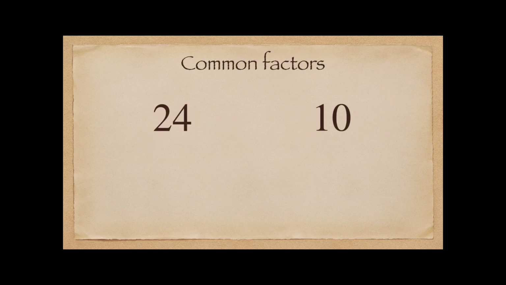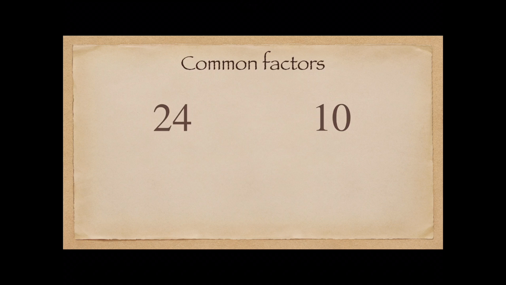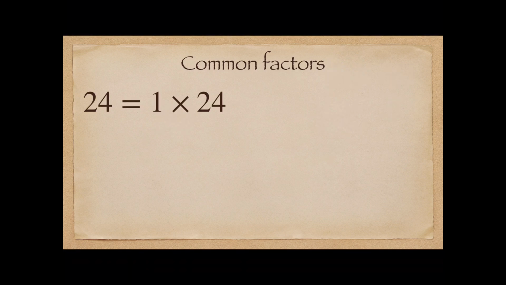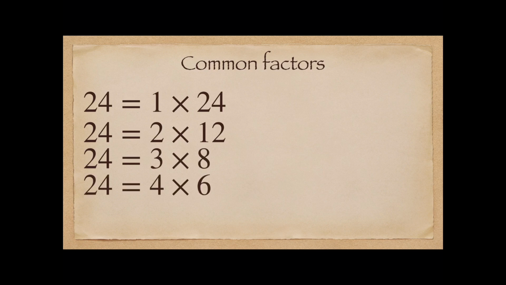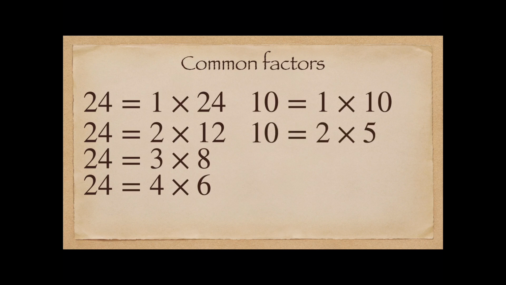The common factors of two numbers are the factors that both of the numbers have. For example, to find the common factors of 24 and 10, we need to find their factors first and see which of them are the same. 24 is equal to 1 times 24, 2 times 12, 3 times 8, and 4 times 6. 10 is equal to 1 times 10 and 2 times 5.